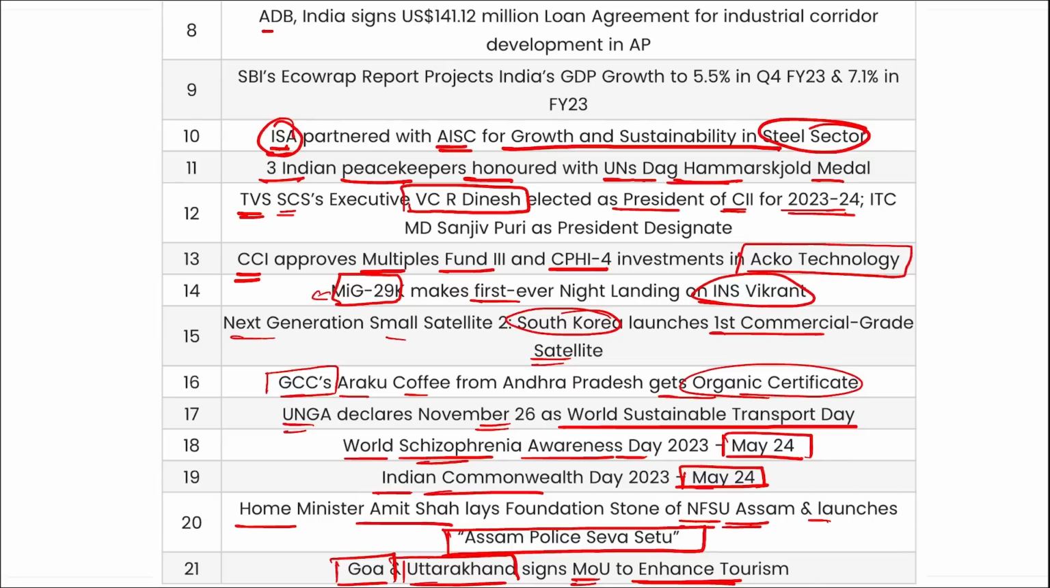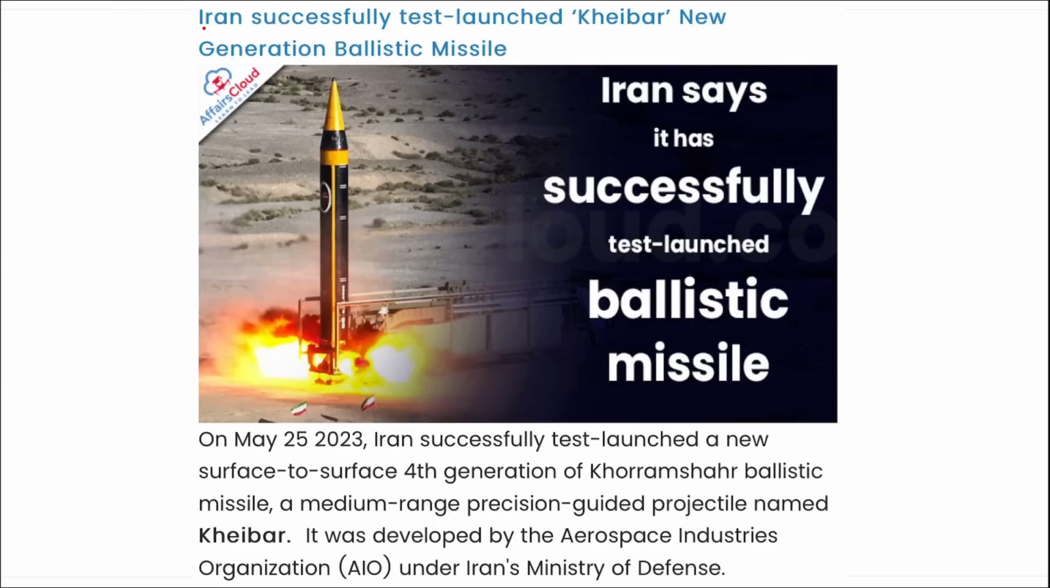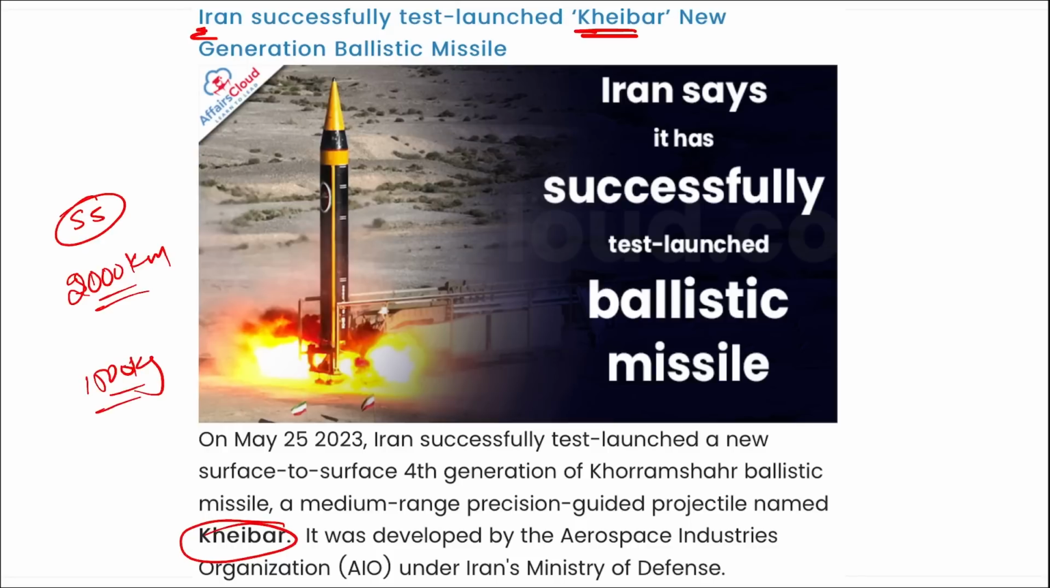So these were your important days for the day, friends. Now let's move to the revision part. Iran successfully tested Khyber, a surface-to-surface ballistic missile capable of a range of around 2000 kilometers, and a payload capacity of 1500 kg.